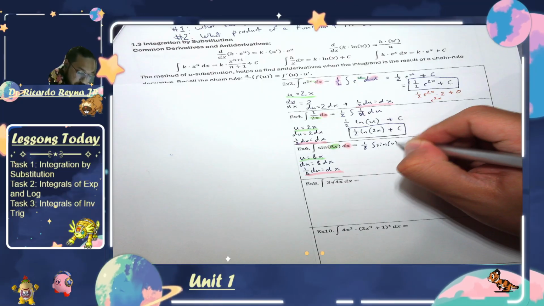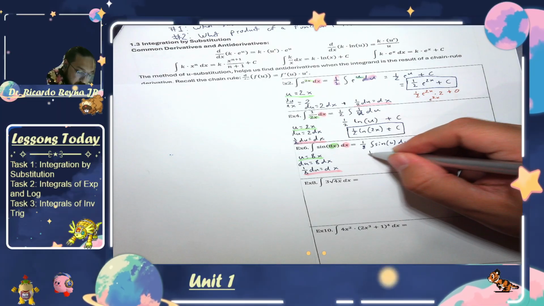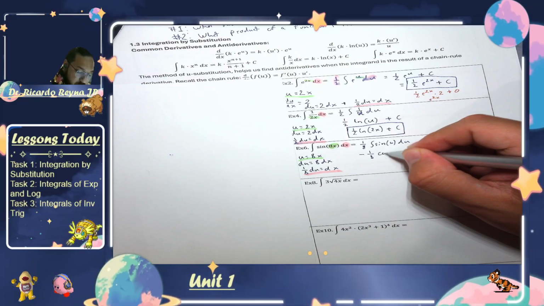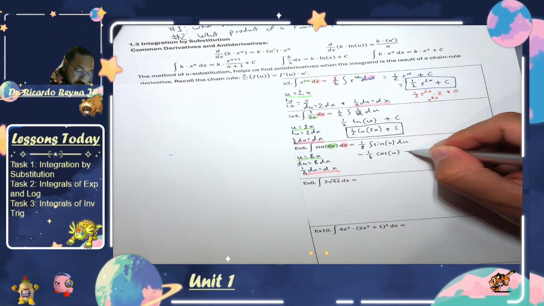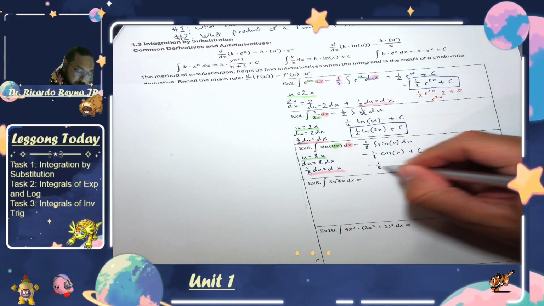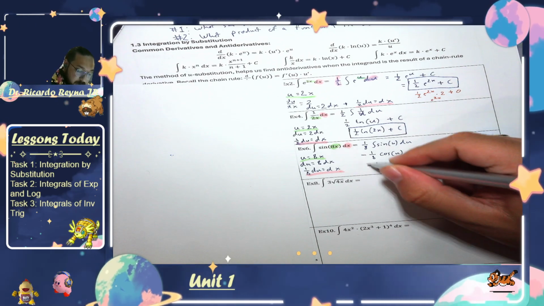sine of u, and then du. So we know that's going to be 1 over 8. Put the negative in front. Cosine of u plus c. And then I plug in back u. Cosine of 8x plus c.